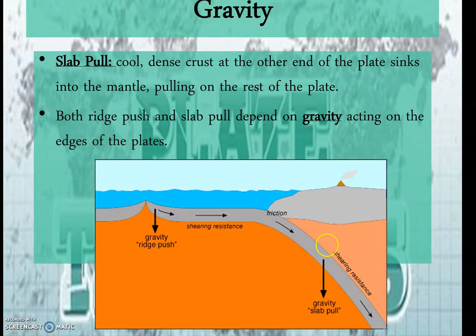The opposite happens at the other end of the plate. We get slab pull. Gravity, again, wants to pull everything towards the center of the Earth. So down here, it pulls that plate, or that slab of Earth, down towards the center. With slab pull, the cool, dense crust at the other end of the plate sinks into the mantle, pulling the rest of the plate with it. So that's how gravity causes the plates to move too, through ridge push and slab pull.